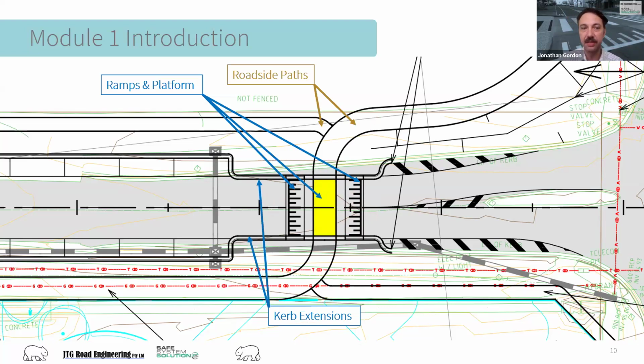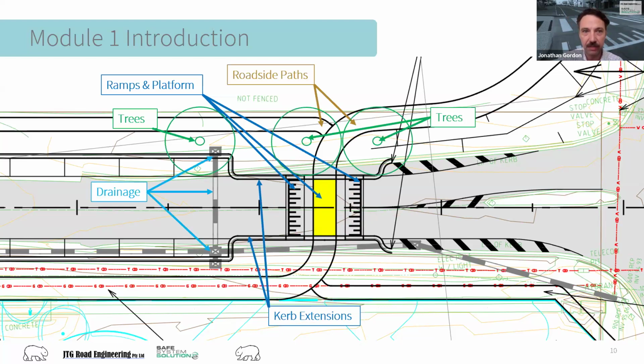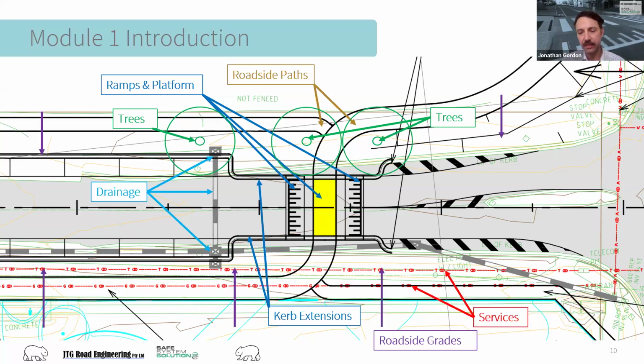So we've got our paths, and they need to still obviously connect to a crossing. And then we've got drainage solutions. And then we've got roadside grades and trees, and roadside grades. And then we've got our services. And even worse, we've got service clashes.